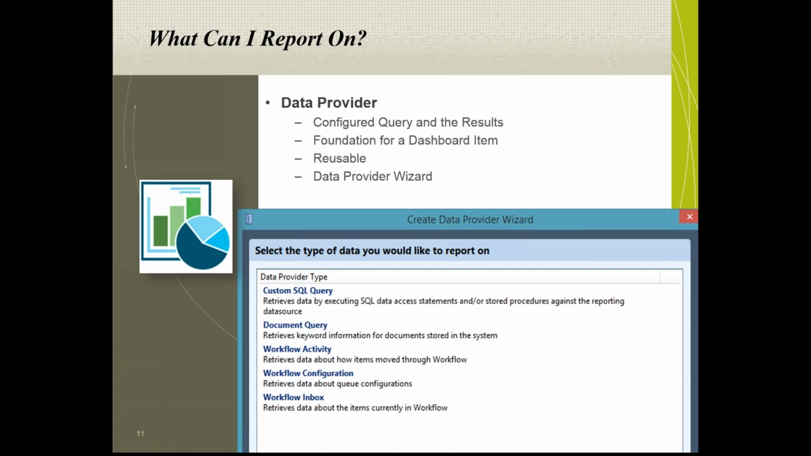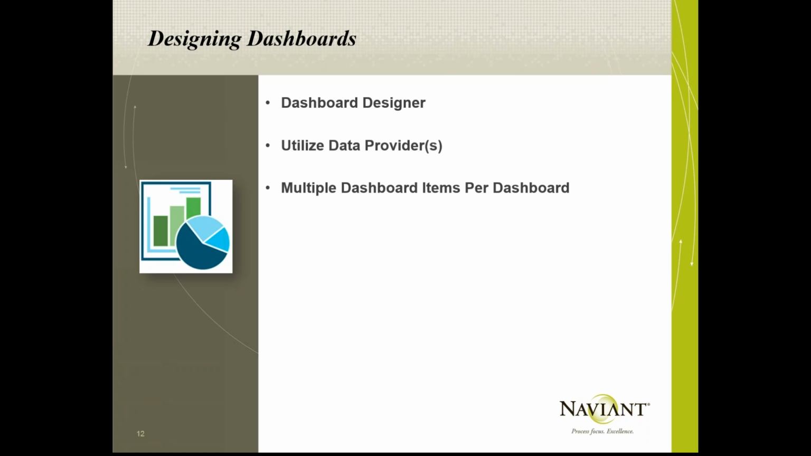Highland has stated that they plan on expanding these data providers within future versions of OnBase, but as I mentioned, in version 14, these are the 5 different types of data providers that can be configured. So to design a dashboard, there is a nice dashboard designer that can pop up once we get to that point. Again, you have the data provider that needs to be set up before, so you associate a data provider or multiple data providers to a dashboard, depending upon what you want appearing on that particular dashboard.